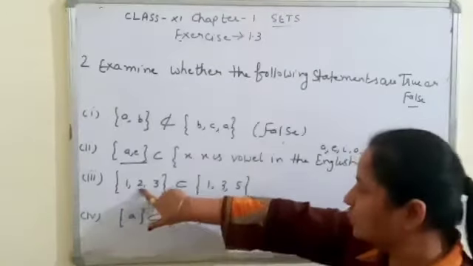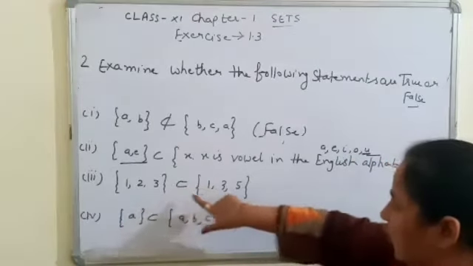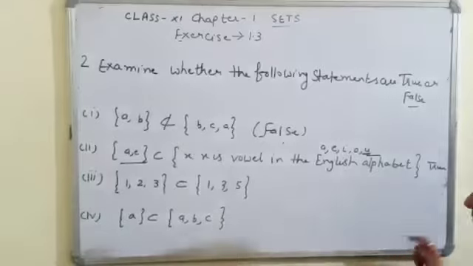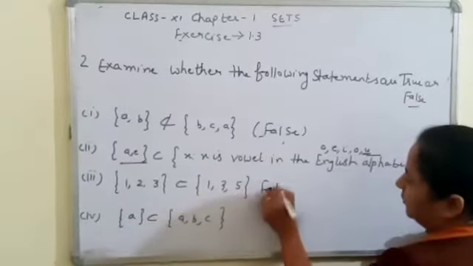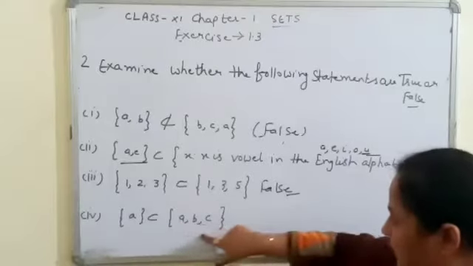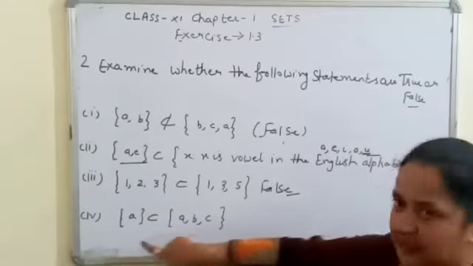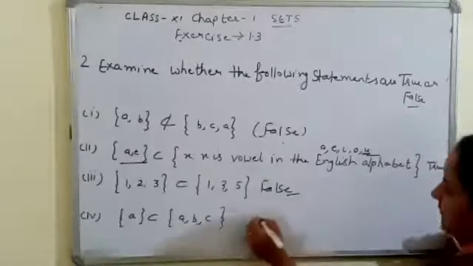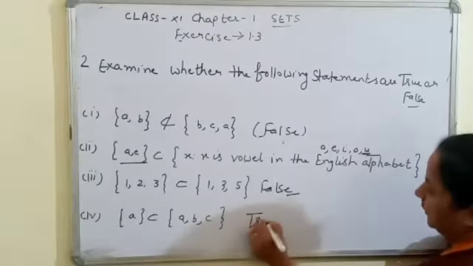Part 3: {1, 2, 3} is a subset of {3, 1, 3, 5}. No, this is false. This is not a subset. The fourth one: {A} is a subset of the set {A, B, C}. Yes, {A} is a subset of the set {A, B, C}. This is a true statement.